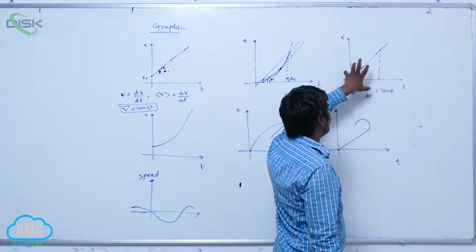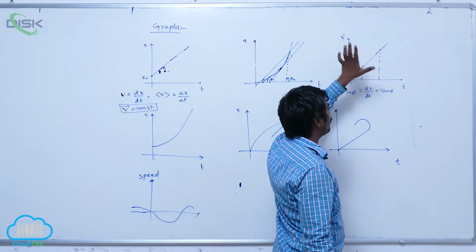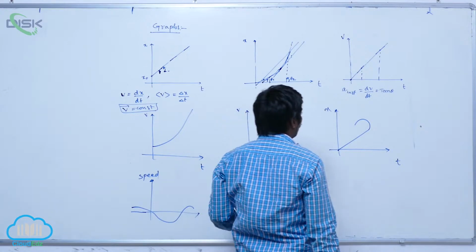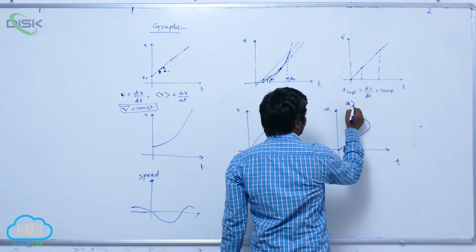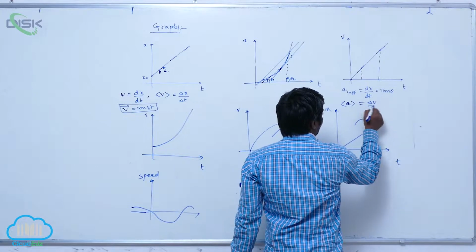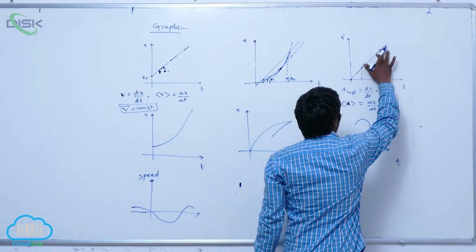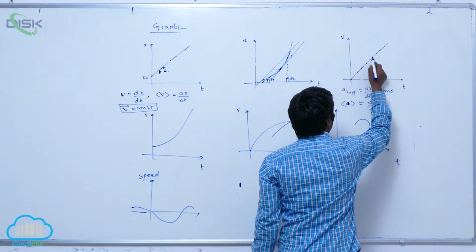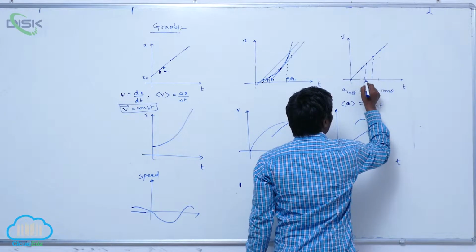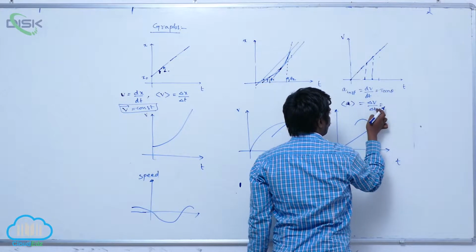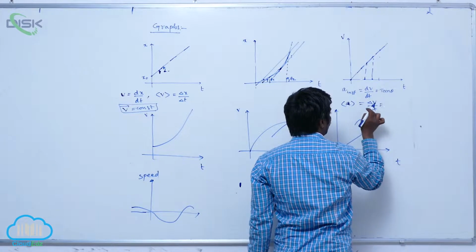Say this motion is uniformly accelerated motion. Now what about average acceleration? Delta V by delta T. So for this we need 2 points. Let me take these two times, T1 and T2. Let me calculate average acceleration, that is delta V by delta T.